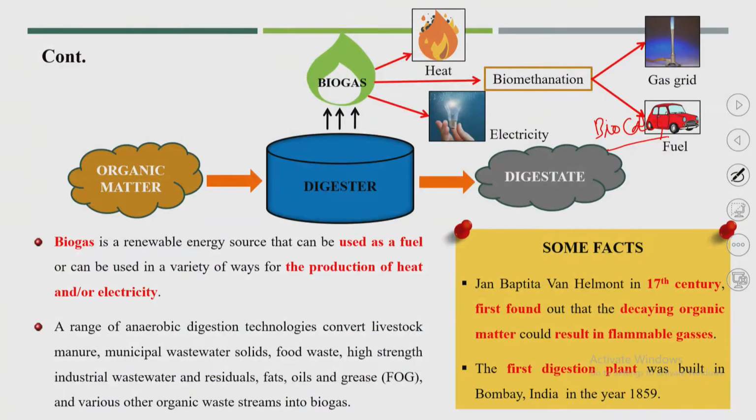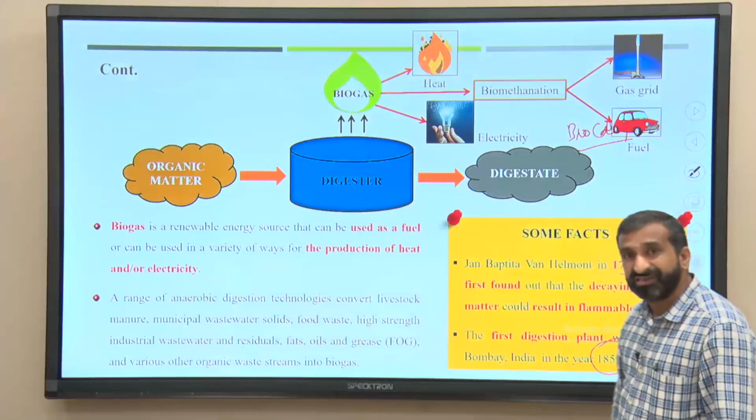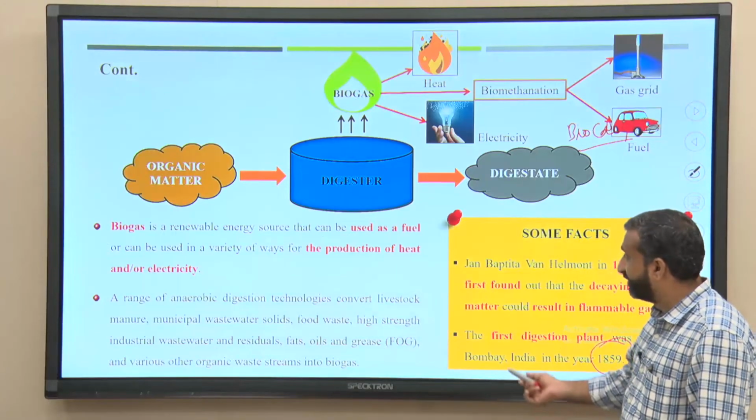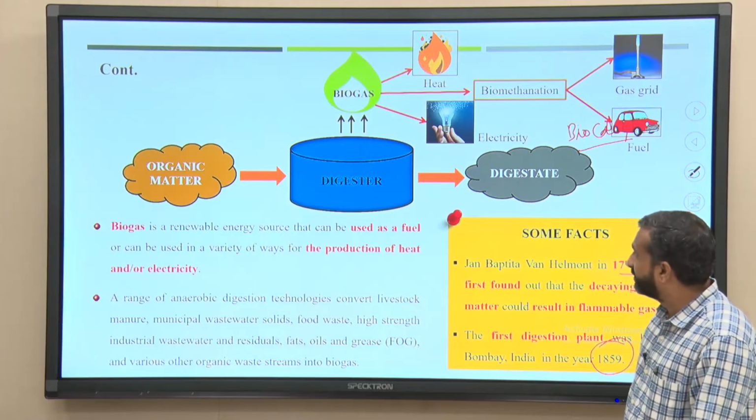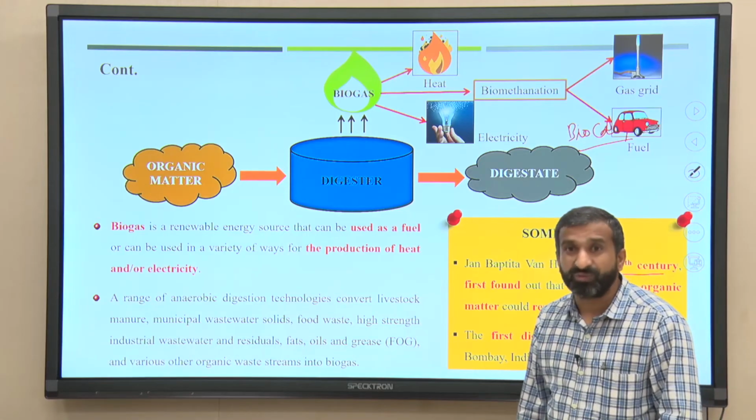Some facts: in the 17th century it was first found that the decaying of organic matter could result in flammable gases. The first anaerobic digestion plant was built in Mumbai, India in 1859. So you see, this is a very old process that we have known. Maybe you have also heard of the gobar gas plant.